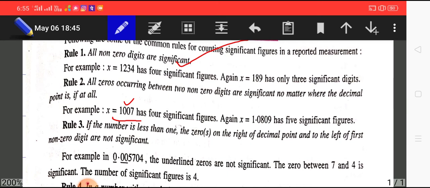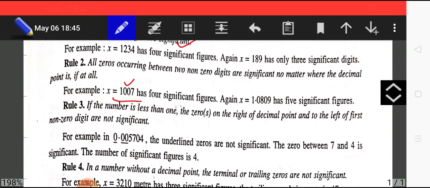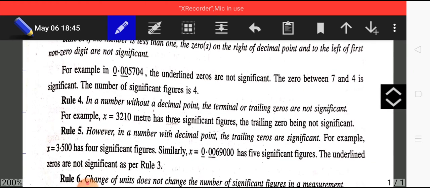Rule number 3: if the number is less than 1, then zeros on the right of the decimal point and to the left of the first non-zero digit are not significant. An example is 0.005704. In this, the two zeros after the decimal point are not significant, as to the left of the decimal point there is 0. Conversely, if on the left there had been a non-zero digit, then these two zeros would have been significant figures.